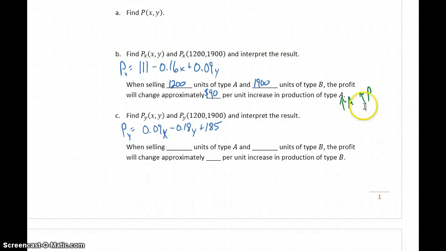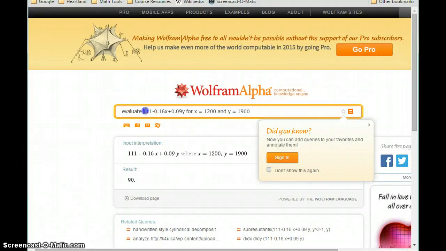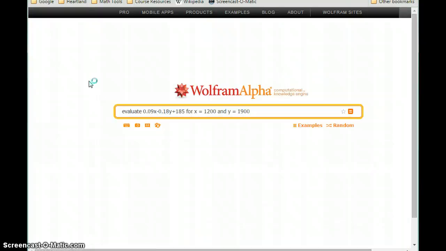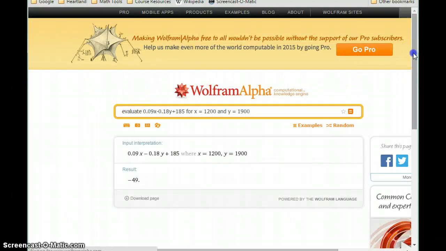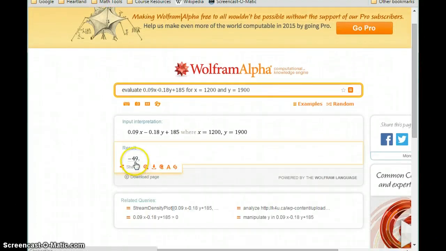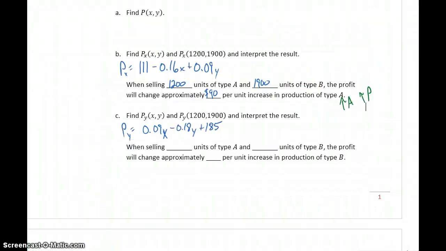In part C, we want to look at the same thing, that same production level, but in this case we want to evaluate the partial derivative with respect to y. In this case, we get a result of negative 49. And again, we want to provide an interpretation.